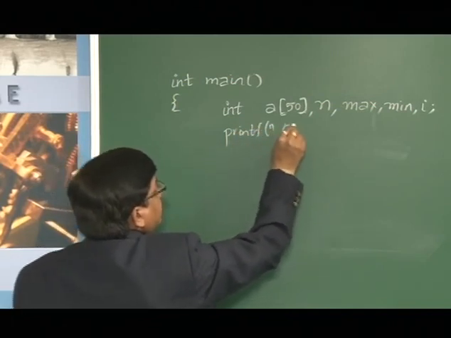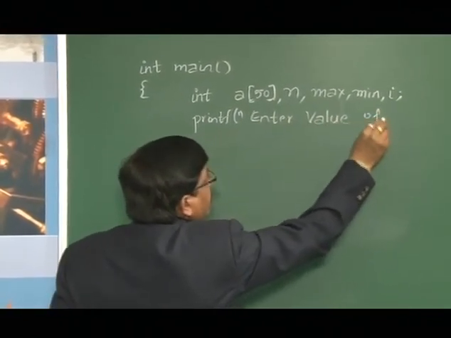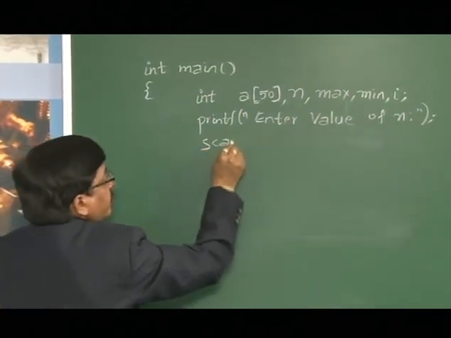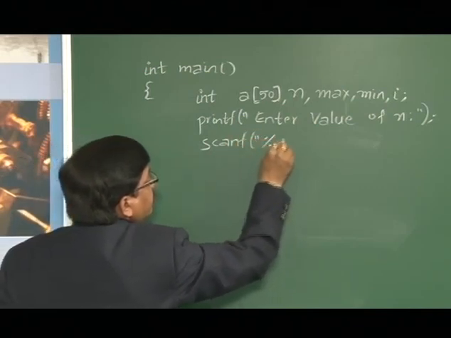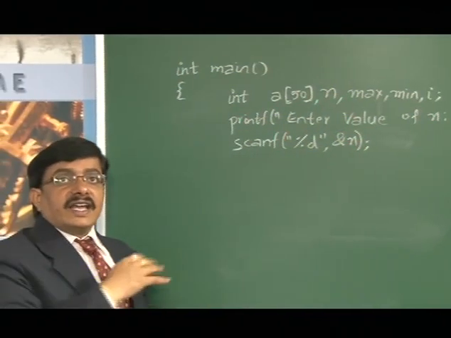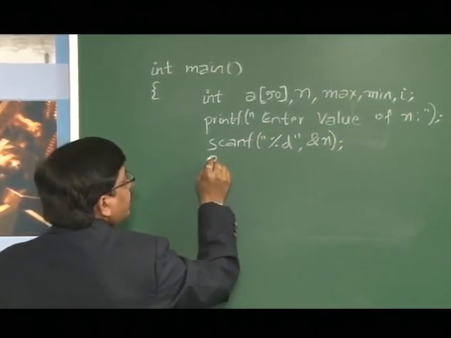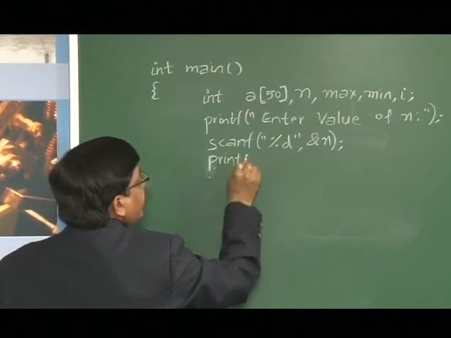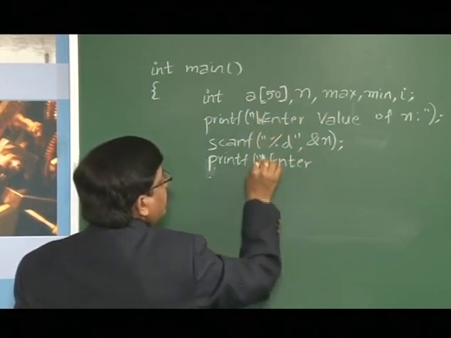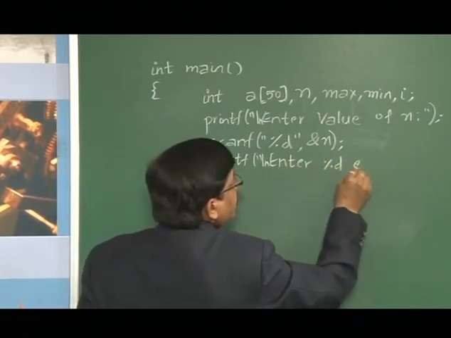So that is, enter the value of n. In other words, enter the number of elements of an array. Then I am supposed to read the value of n, percentage d ampersand n. Then after that we are supposed to read all the n elements of an array. For that I am supposed to use the looping construct. Before that I can have a display message requesting to enter the n elements of an array. Wherever possible, try to format the output in a neat fashion. So enter percentage d elements of an array.